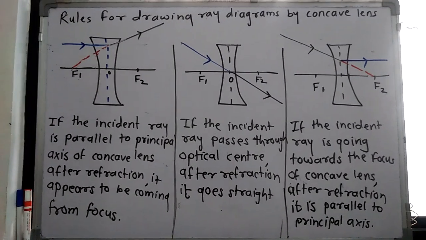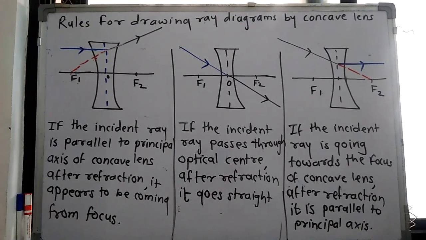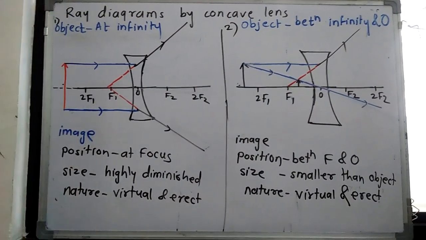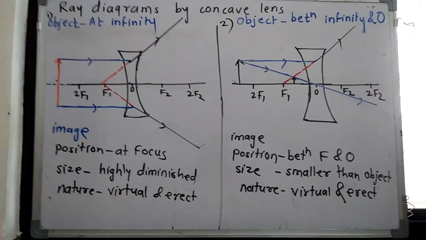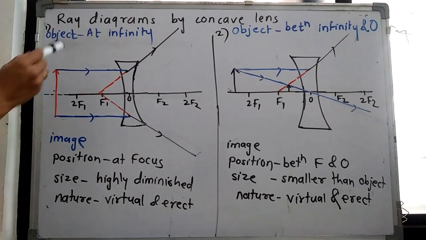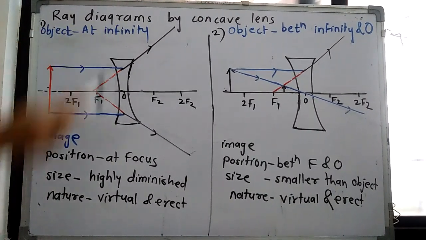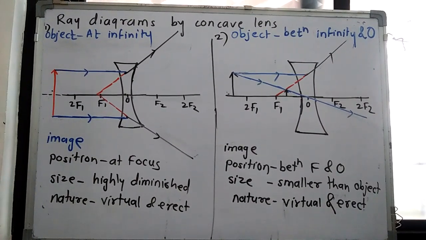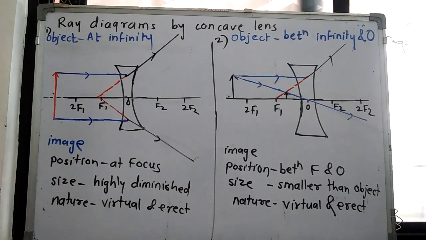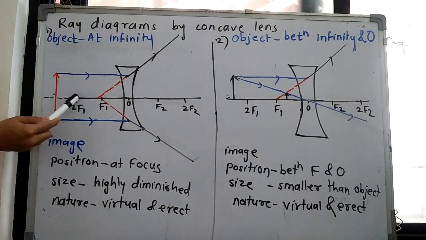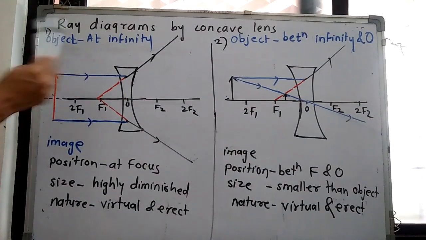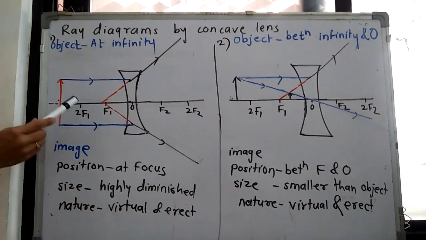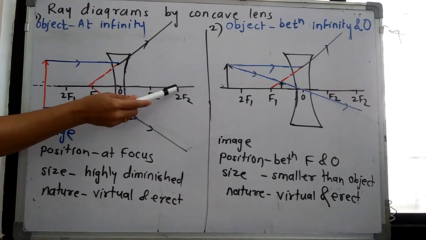So these are the three rules. Now we will see the only two ray diagrams for the concave lens. Now we have to draw ray diagrams by concave lens. So we have only two ray diagrams by concave lens. First one, object is at infinity, and second, object between infinity and optical center anywhere. So for drawing the ray diagrams by the lens, we have studied in convex lens that we have taken a line segment of 12 centimeter. Now here in case of the concave lens also, we have to take this line segment of 12 centimeter and marking is 0, 3, 6, 9 and 12.